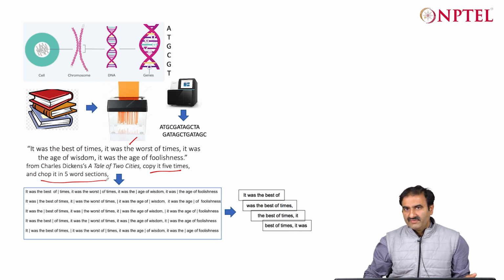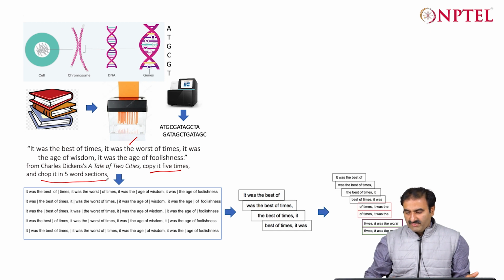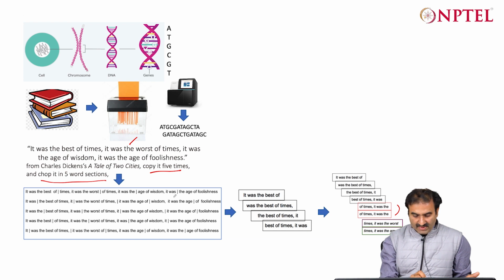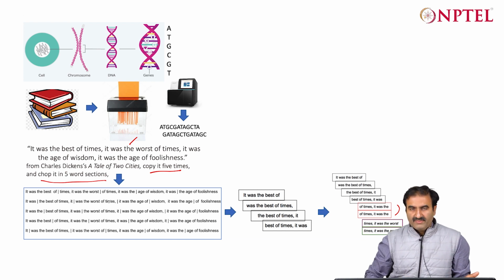If I derive overlapping keywords from this text, there will be some portions which will be repeating, because you can see "it was the" and "of times, it was the" are coming 2 times, right?